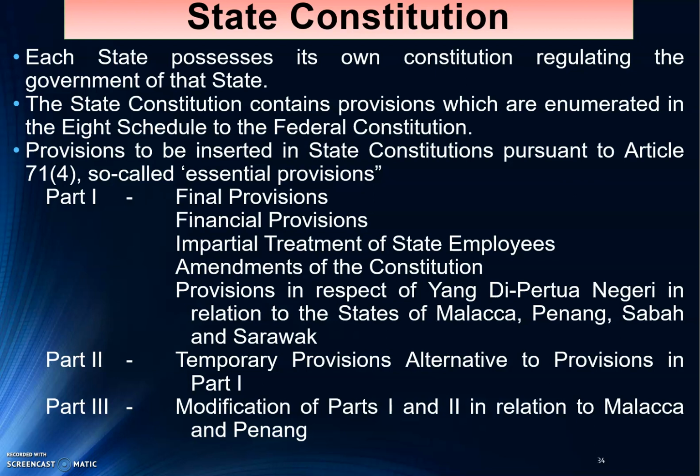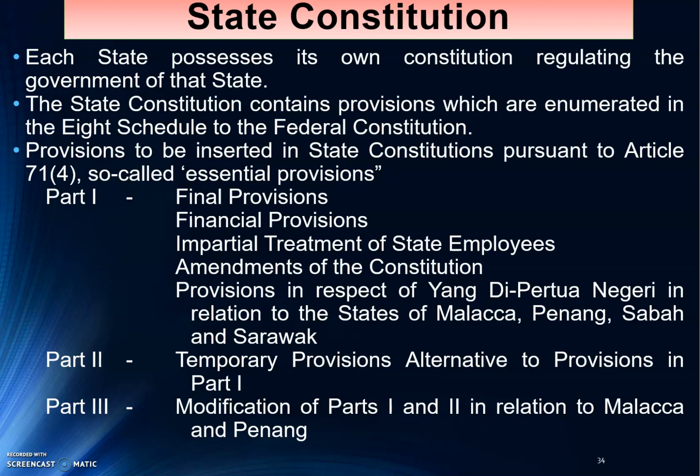So basically, the state constitution contains provisions enumerated in its schedule under the federal constitution. So Article 160 of the Federal Constitution defines state law. Please have a look at Article 160 Clause 2 of the Federal Constitution, which defines state law as any existing law relating to matters with respect to which the legislature of a state has power to make laws.